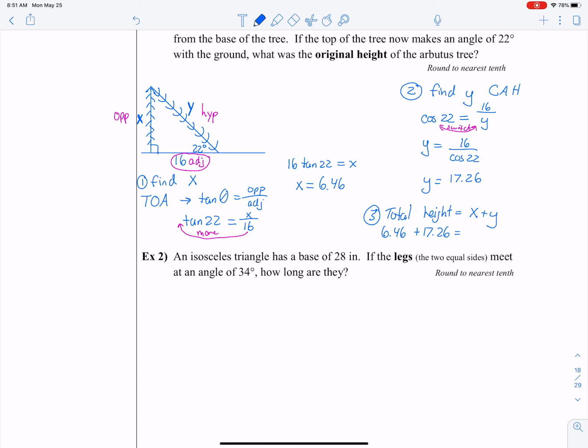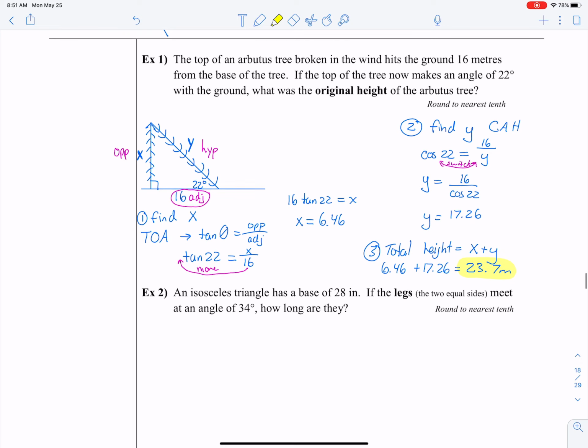So I'm going to add these and round them, 23.7 meters. So the original height was 23.7 meters. If you were going to write that as a sentence, I'm running out of room, so I'm just going to do it like that. Okay, so that was how you would do this question.